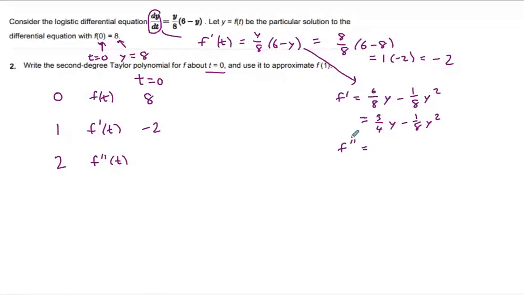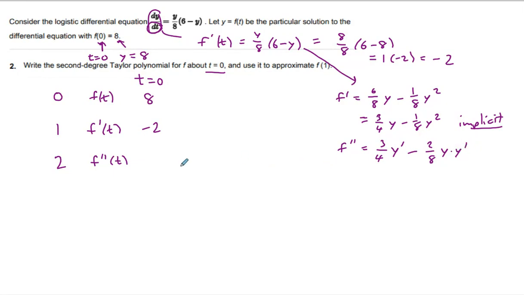Keep in mind, though, these are derivatives with respect to t. So when I take derivatives of y's, that's going to be implicit. Therefore, I'm going to get 3/4 times the derivative of y, which is y prime. And we know what y prime is. We just found it. Minus 2/8 y and another y prime. There's the implicit piece right there.